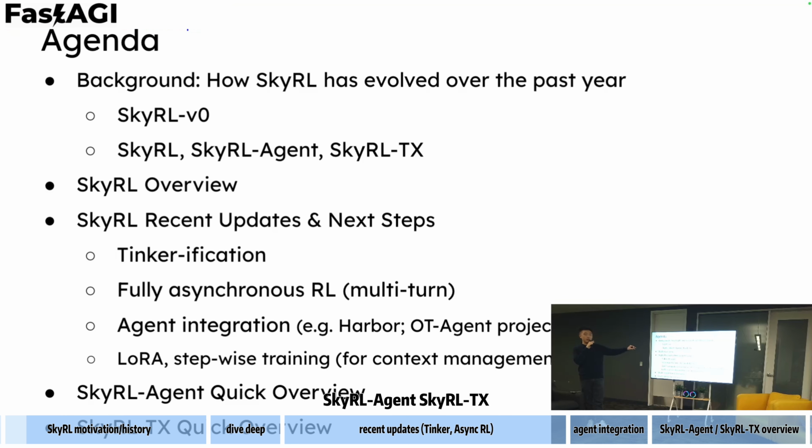SkyRL agent, SkyRL-TX. And then I'll focus on the first component, the SkyRL, throughout the talk. I'll give you an overview, the design principles, systems diagram, etc. And then I'll go over some of the recent updates and next steps that the team are working on or thinking about, such as Tinker-ification of the framework, fully asynchronous RL, single or multi-turn, agent integration, where I'll use Harbor as a specific example, and also various other things like LoRA, stepwise training, vision language models, and many more.